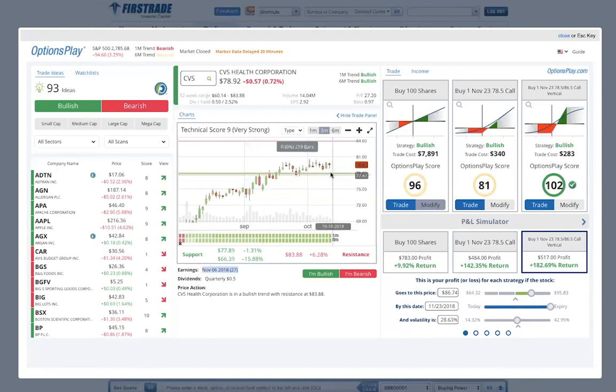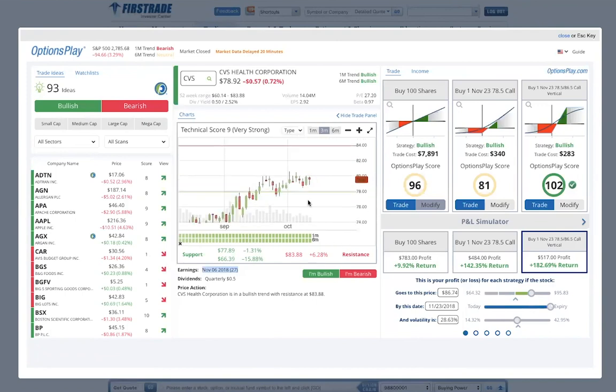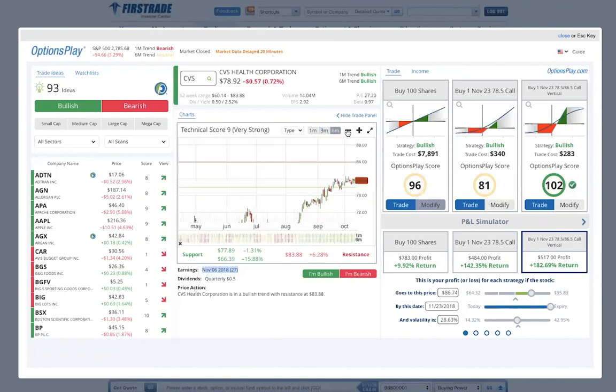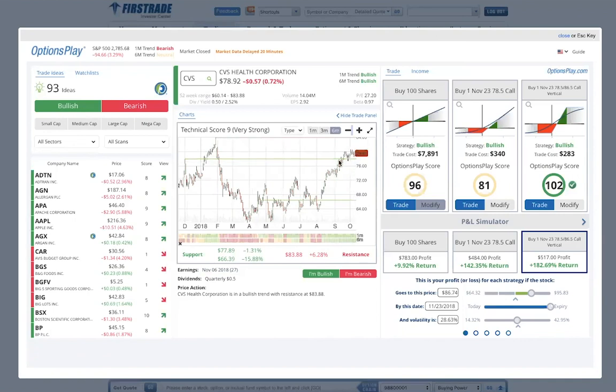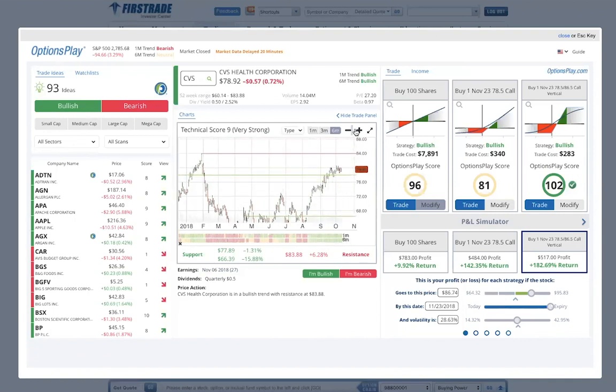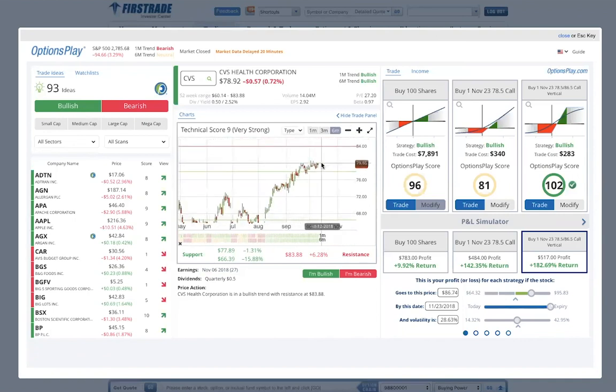So CVS is currently trading around $78, $79. As you can see, it's got a 52-week high of around 84 or so. So from a target perspective, I think that's a fairly conservative target to shoot for if you are bullish on CVS. Again, I have two buttons here on the bottom. I can click on I'm bullish or I'm bearish. Either way, I'm presented with 3 strategies.